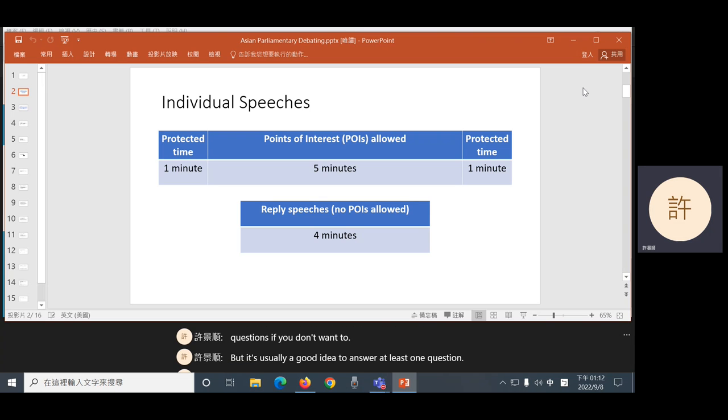So the first three speeches on each side is this kind of speech. But in AP style, there is a fourth speech. One of the debaters on each team has to give a reply speech. The reply speech does not allow questions, and it is only 4 minutes long. And we'll talk more about that later in the semester when we get to the closing part of the debate.